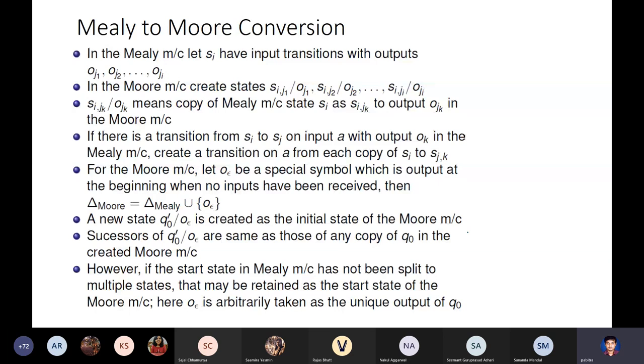If there is a transition from Si to Sj on input A with output Ok, create a transition from each copy of Si to Sj. So if you have a transition with output Ok from Si to Sj, it's like this: you have Si, you have Sj. Now Sj might have different copies because of this process. Let one of the copies be Sjk, which means that there is an output.